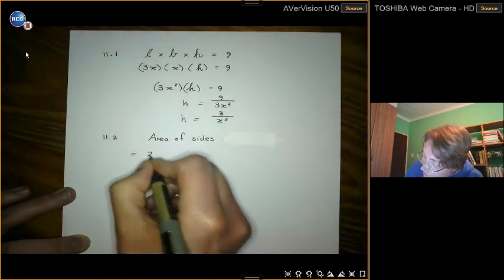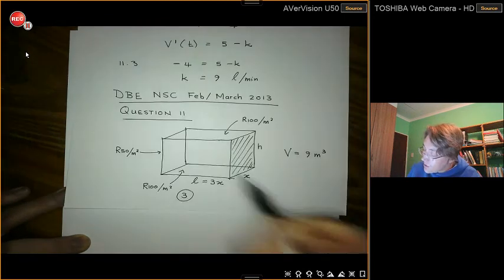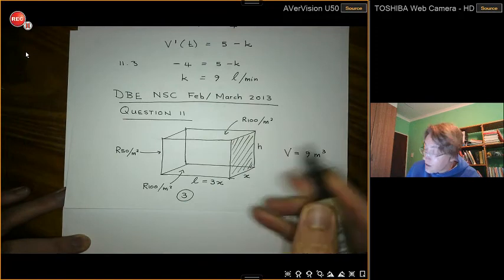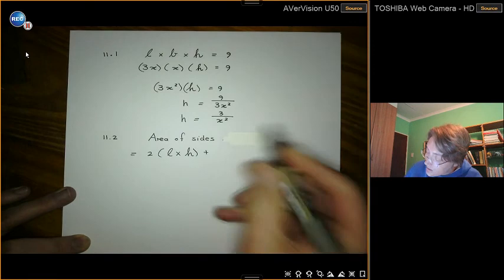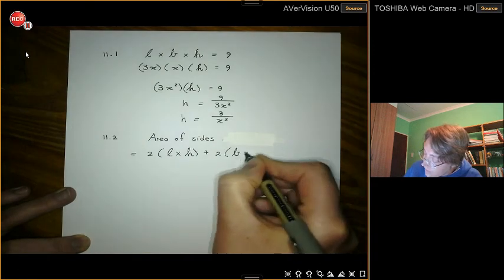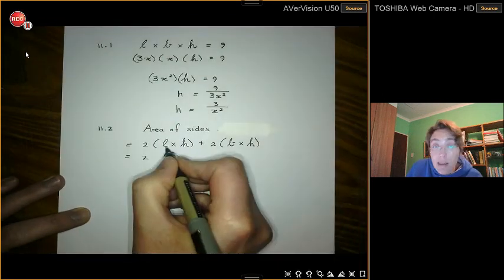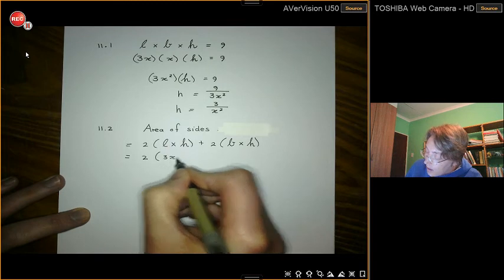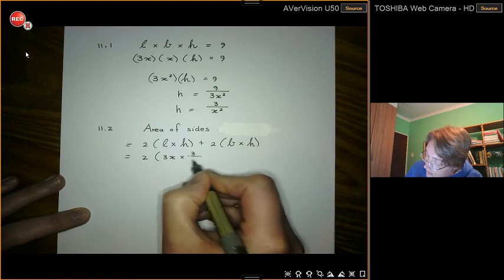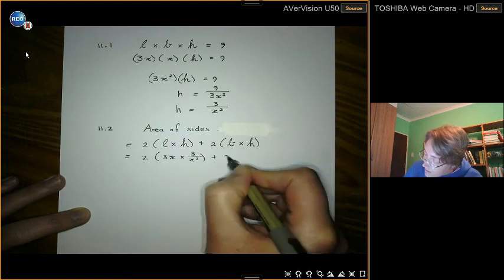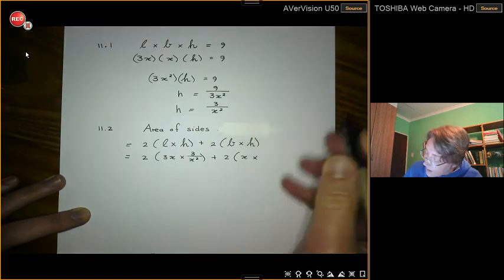So it's 2 times length times height, plus then the other sides is going to be the left and the right over there, which is then going to be equal to specifically the breadth times the height, and there's going to be two of them. And therefore it's going to be 2. We've already said the length is equal to 3x. We've already established that the height is equal to 3 over x squared. Plus there, the breadth or the width we've said is equal to x, and we've said the height is 3 over x squared over there.